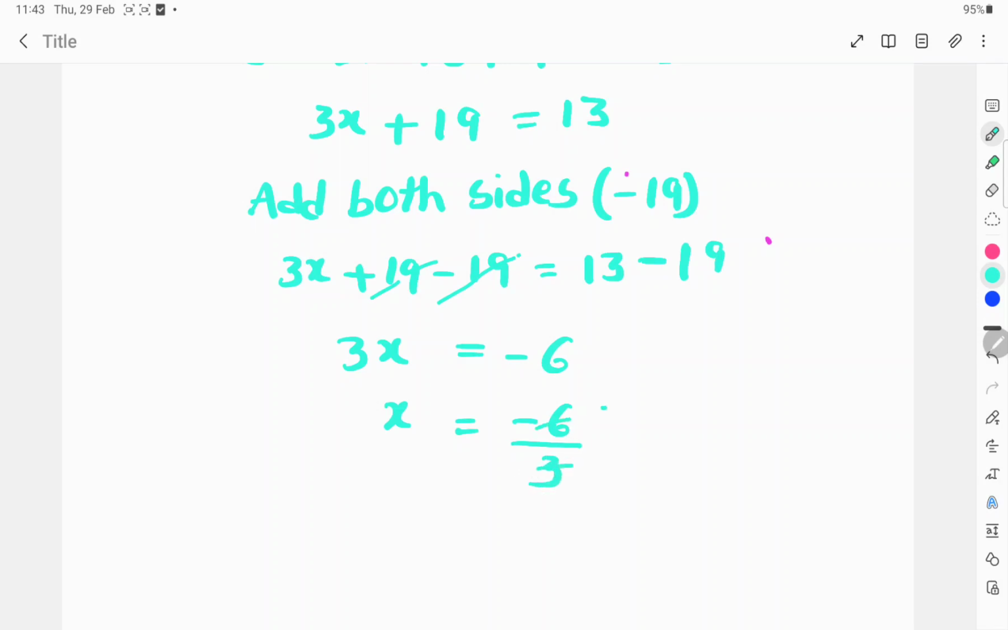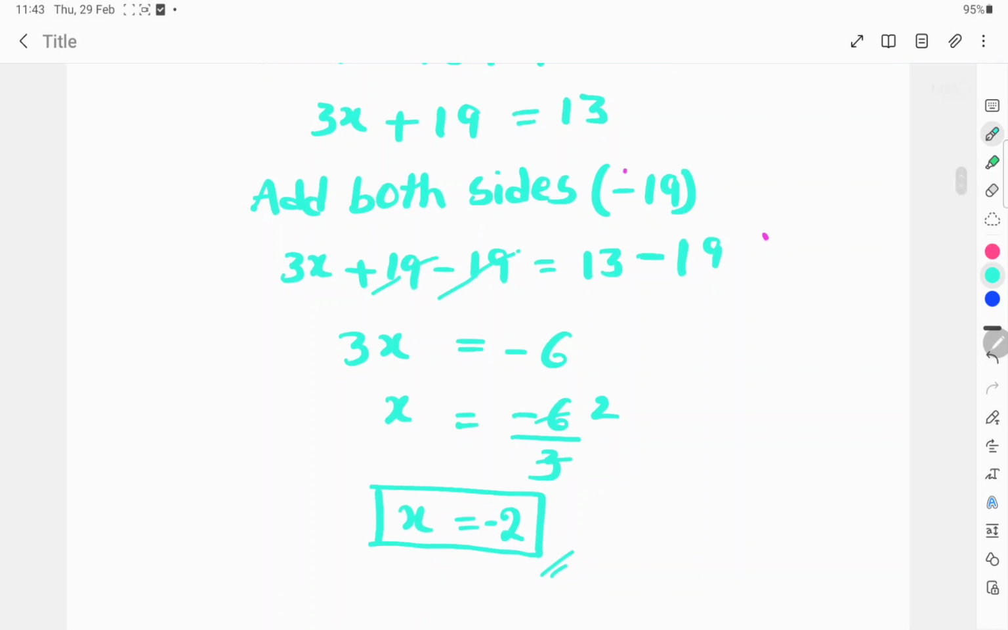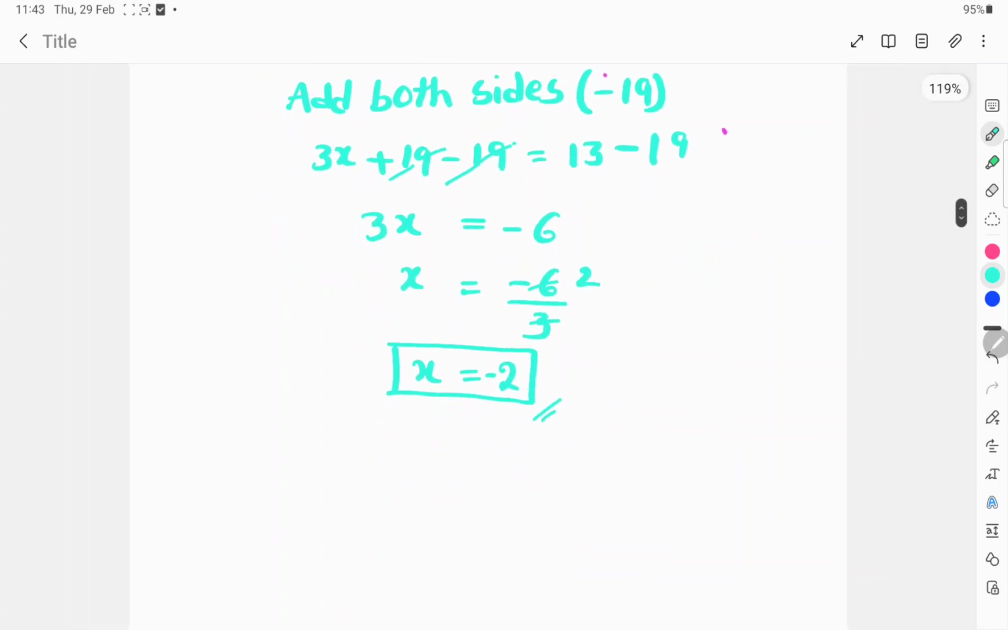Here 3 is cancelled in 6. How many times? 2 times. So x is equal to 2. Here the symbol is minus. So x is equal to minus 2 is the solution. The x value is minus 2.